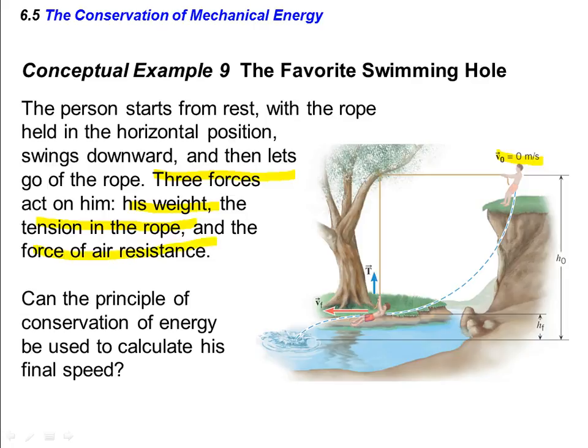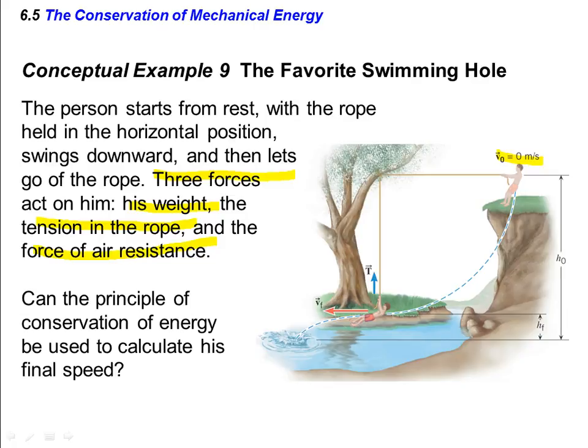So can the principle of conservation of energy be used to calculate his final speed? Now, I know you may be quick to say, well, yes, energy is always conserved. We can use this. Now, keep in mind that we're talking about the principle of conservation of energy that tells us that the energy of an object in the starting position is going to equal the energy in the ending position. Now, that only works if no non-conservative forces are acting on the object.